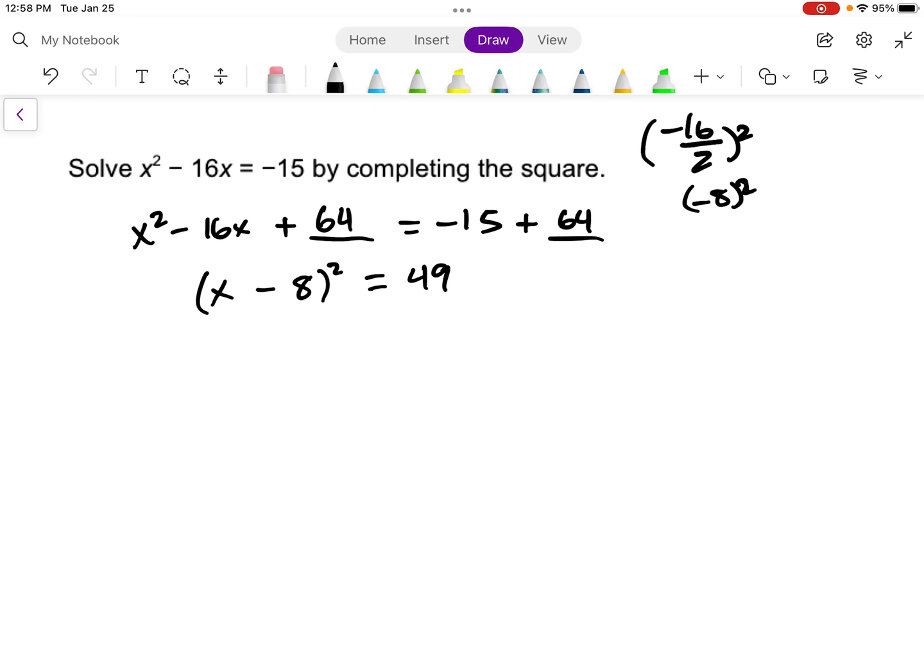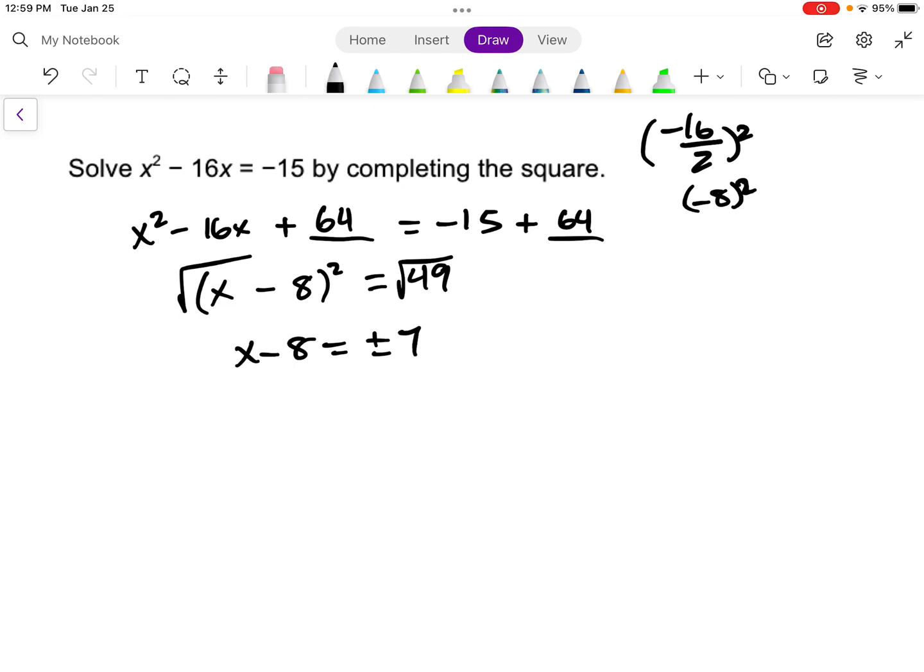Okay, now once you get to here, you just need to stop. We know how to solve this. From this point on, we solved equations like this in the last lesson. I just take the square root to get rid of the square. When I do that, don't forget to put the plus or minus. So plus or minus the square root of 49, which is 7.